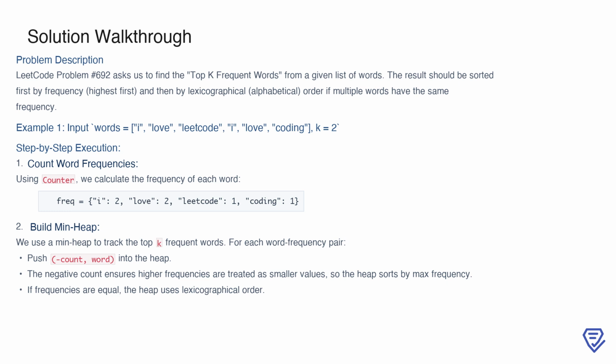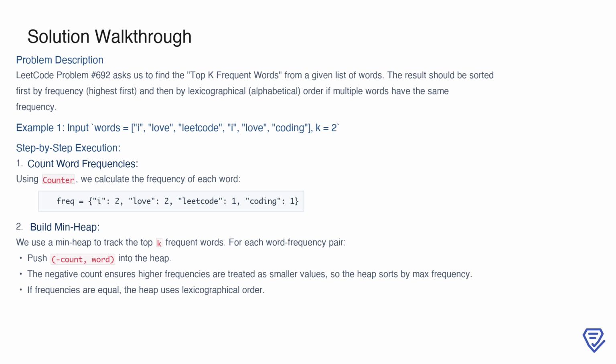The first step is to count the frequency of each word. Using Python's Counter, we get a dictionary where the keys are the words and the values are their frequencies. I appears twice, love appears twice, while LeetCode and coding each appear once. Next, we utilize a min heap to help us track the top k frequent words. For each word frequency pair, we push a tuple containing the negative of the frequency and the word into the heap. This ensures that higher frequencies are treated as smaller values, allowing us to retrieve the most frequent words efficiently.